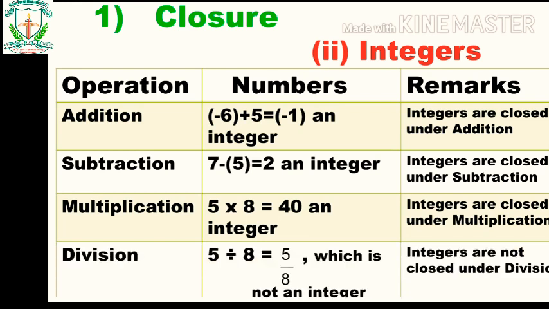What about division? We take an example here. Let's say 5 divided by 8. Now 5 divided by 8, we are going to get a fraction which is 5 upon 8. We know that 5 upon 8 is not an integer, it is a rational number. Since it is a rational number, we can say that closure property does not hold good in case of division, or we can say integers are not closed under division.